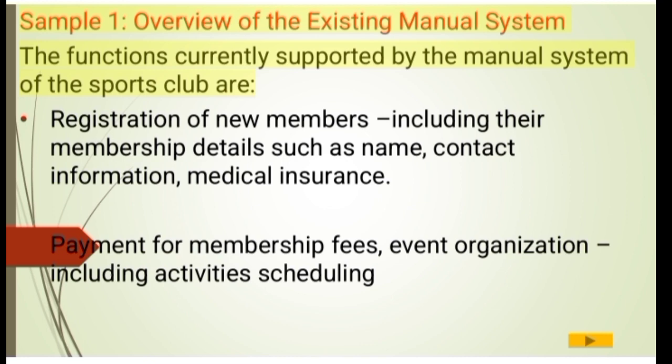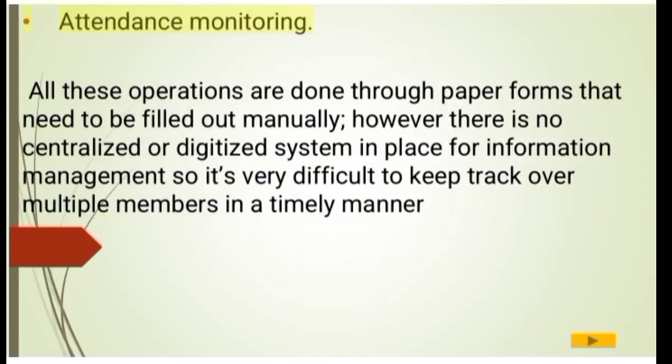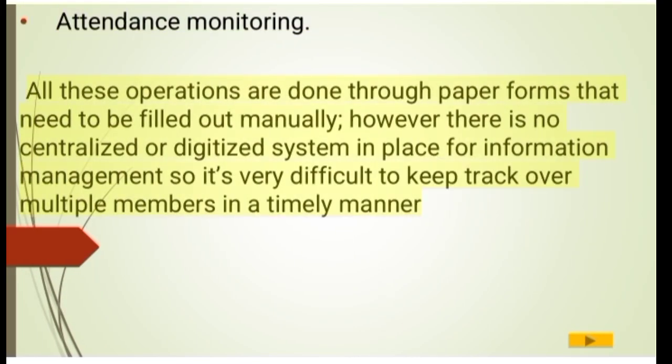Sample 1. Overview of the existing manual system. The functions currently supported by the manual system of the sports club are registration of new members including their membership details such as name, contact information, medical insurance, payment for membership fees, event organization, including activities scheduling, and attendance monitoring. All these operations are done through paper forms that need to be filled out manually. However, there is no centralized or digitized system in place for information management, so it's very difficult to keep track of multiple members in a timely manner.